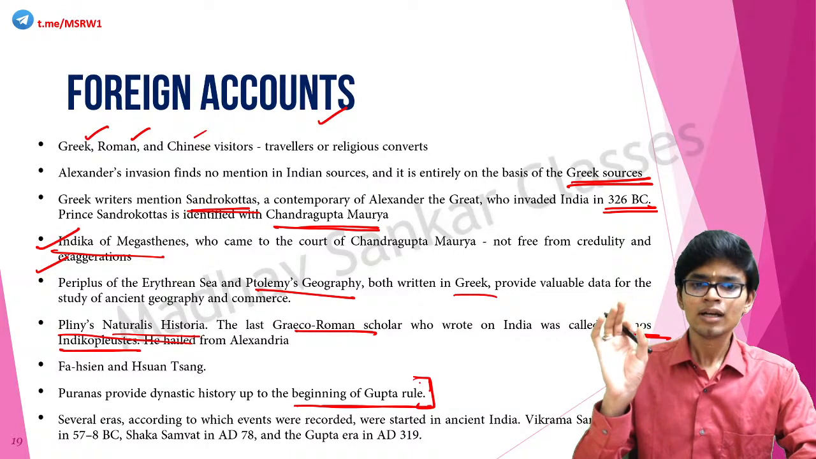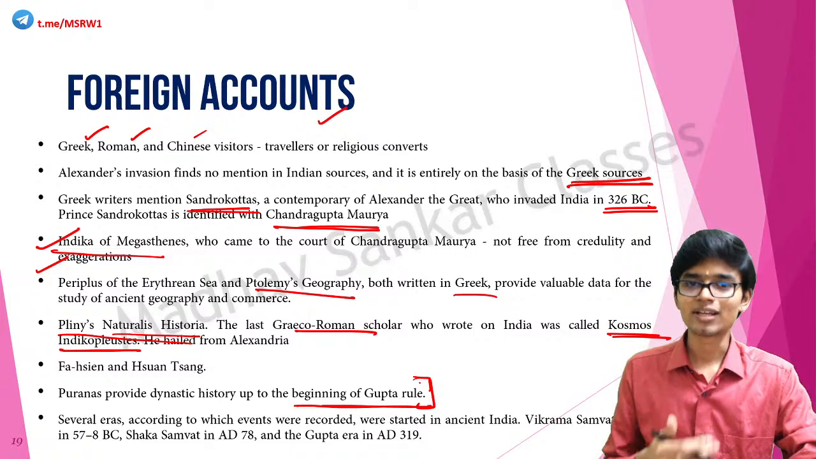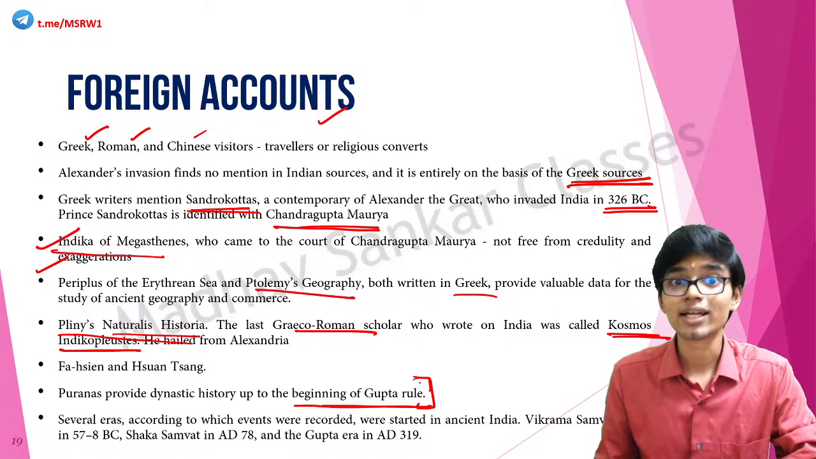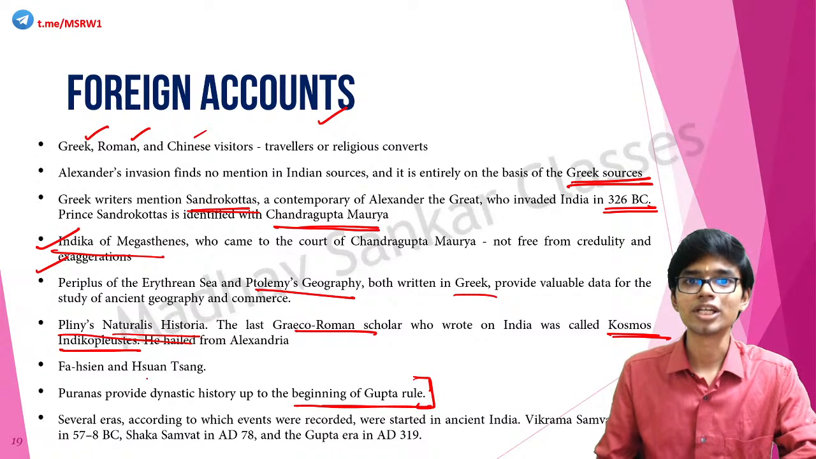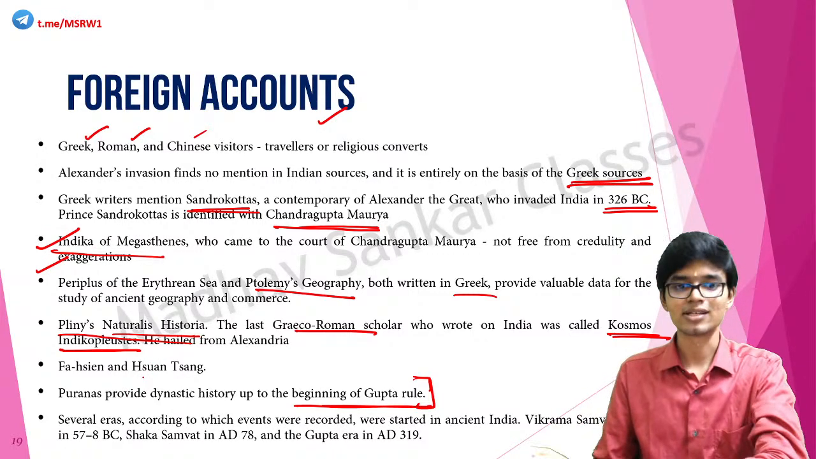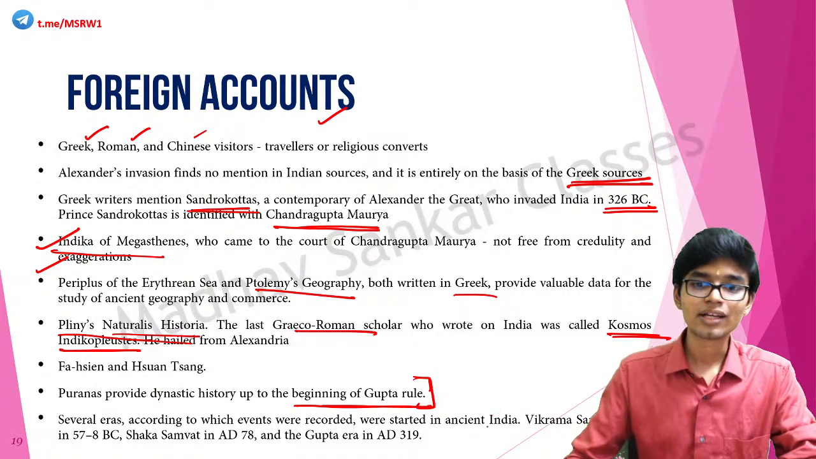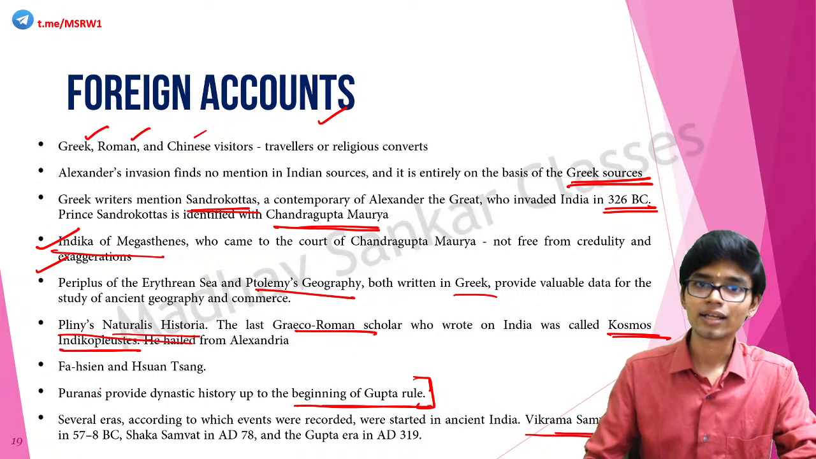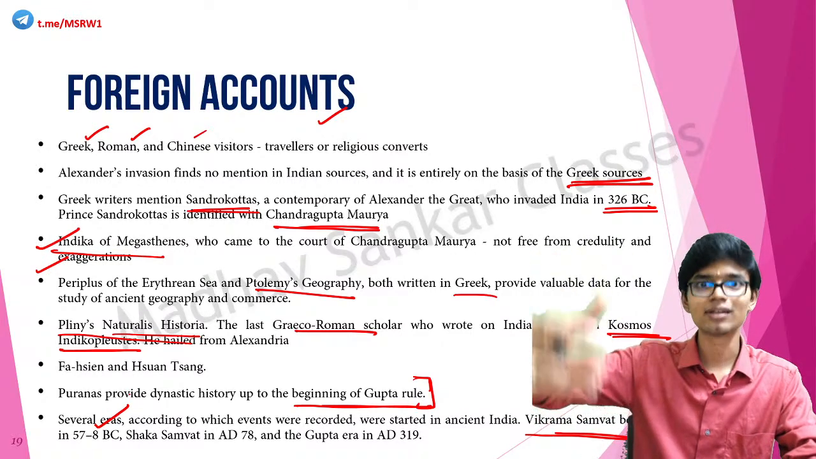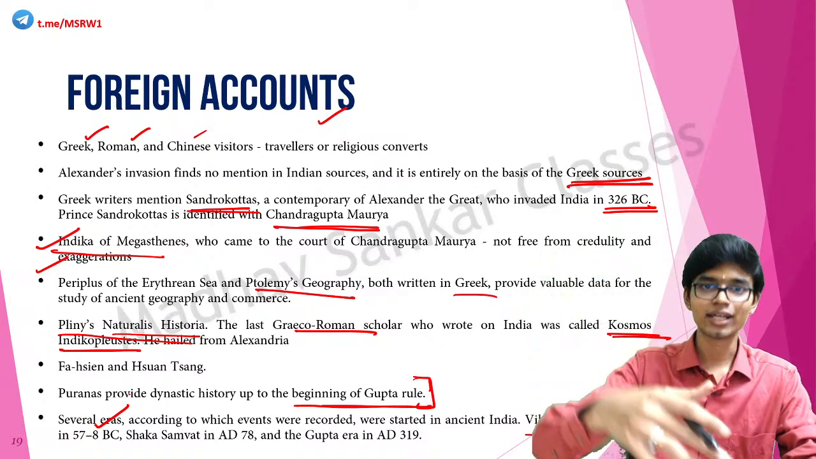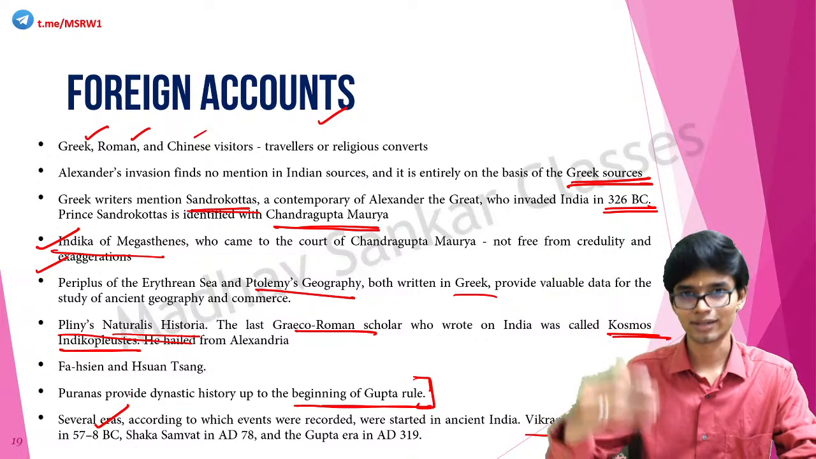Also, in history, we come across a lot of peculiar years. For example, several eras were started in history in order to commemorate various events. For example, the Vikrama Samvat began in the year 57 to 58. Why is that particular year chosen to begin this Vikrama Samvat? We will study later when we study that chapter.